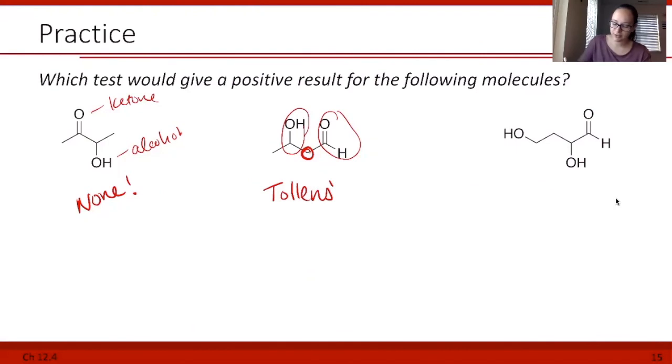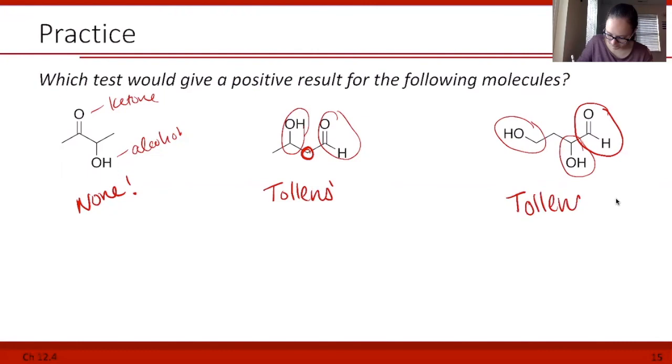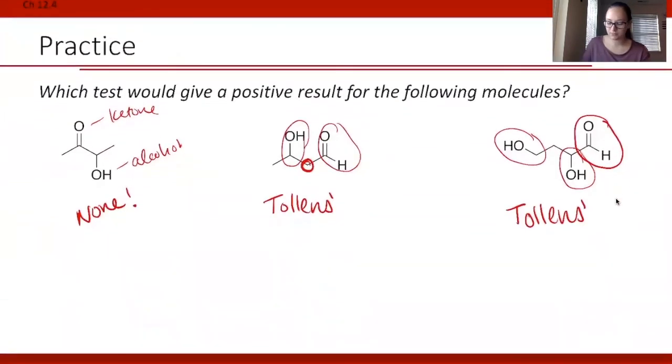So it's just the Tollens test that will give a positive result for this molecule. Okay, and then over here we have an aldehyde and then two alcohols. In this case, because we have an aldehyde, we know that the Tollens test will work. And then let's see if our alcohol is adjacent. So it is. So in this case, both tests are going to give a positive result. So both Tollens and Benedict's test would have a result, whereas in the middle molecule, only the Tollens test would have a result.